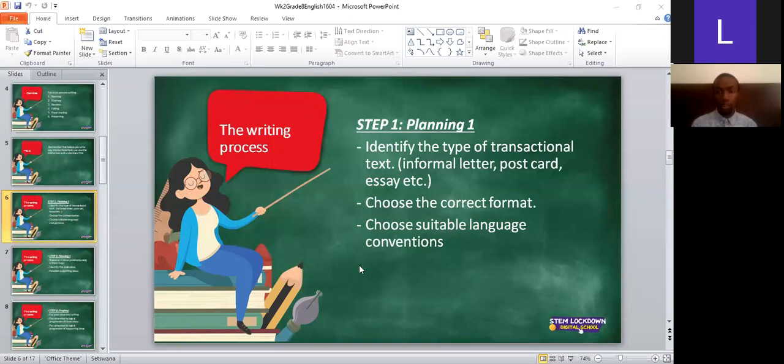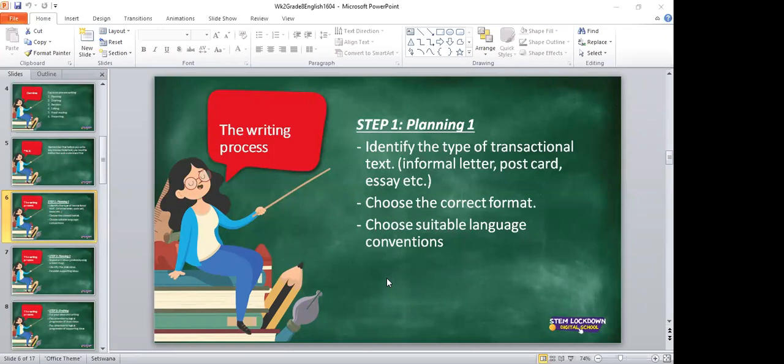Step one is planning. I said planning one because there are two steps in planning. Okay, planning, the first part of planning. The first part of planning is that you identify the type of the transactional text which you are writing. That's the first thing. You know, is it an informal letter? Is it a formal letter? Is it a postcard? Is it an essay? If it is an essay, what type of essay is it? You know, is it a narrative essay? Is it a discursive essay? So those are the things which you identify first before you plan.